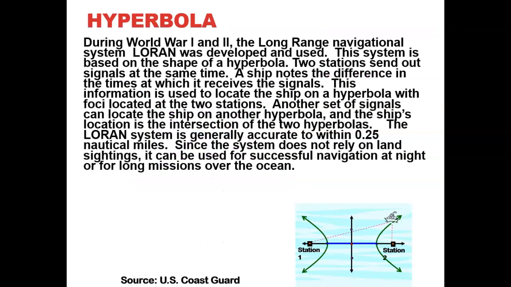In World War I and World War II, the long-range navigational system called the Loran was developed and used. The system was based on the shape of the hyperbola. So two stations would send out a signal at the same time, and a ship would note the difference in the times at which it receives a signal. Then it would use that information to locate where the ship is on the hyperbolic curve.